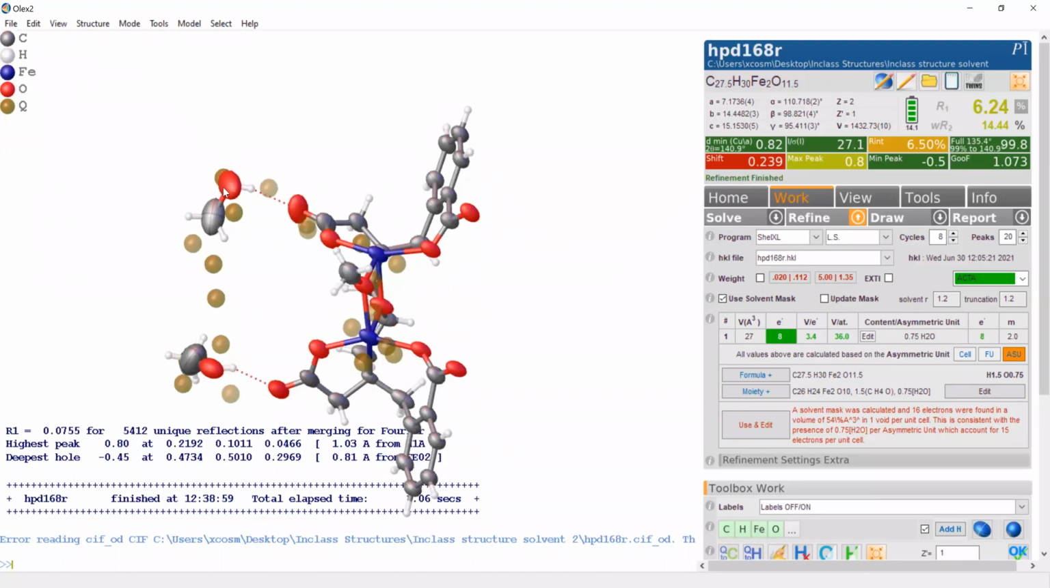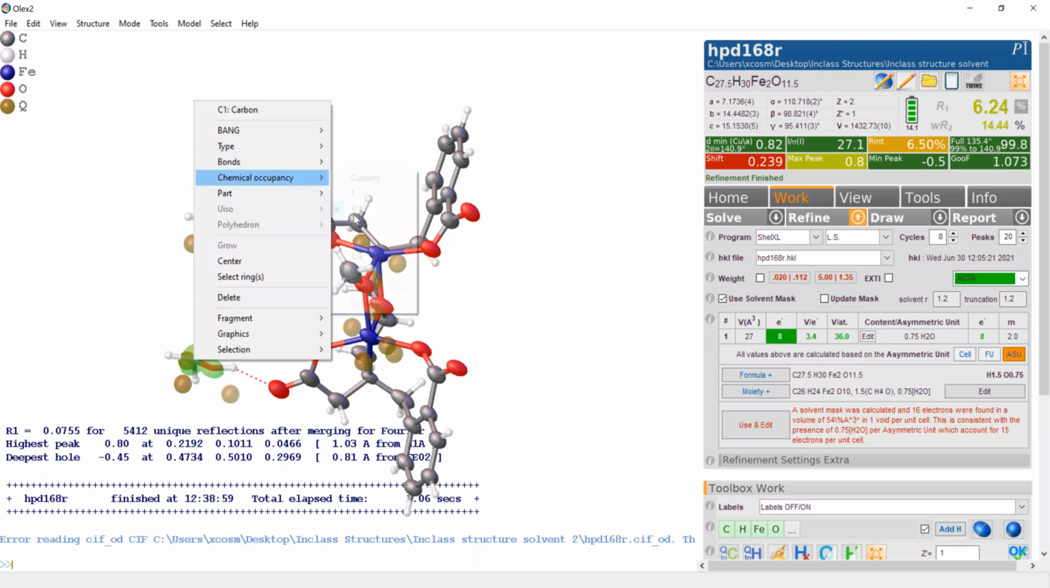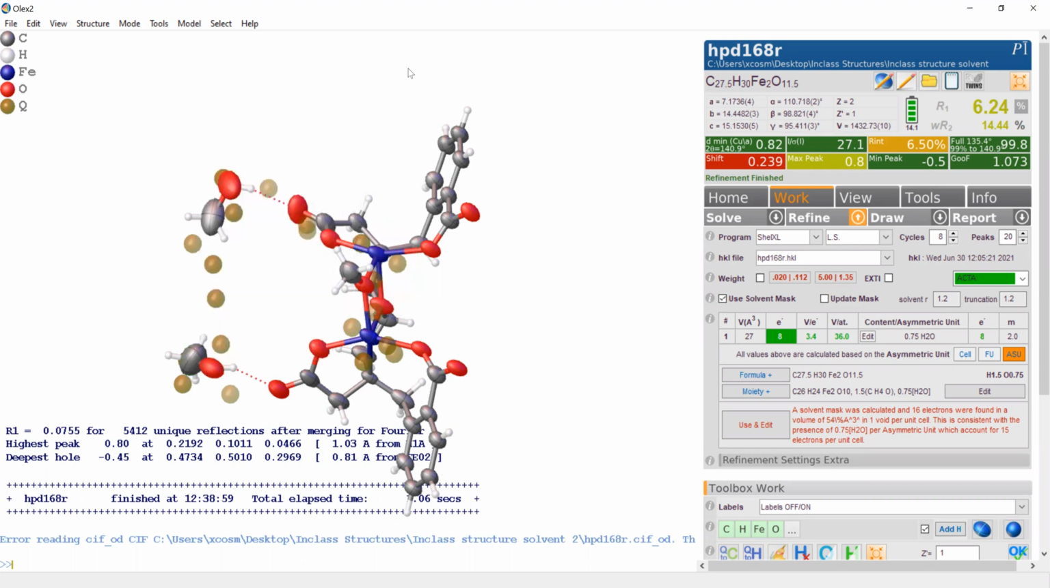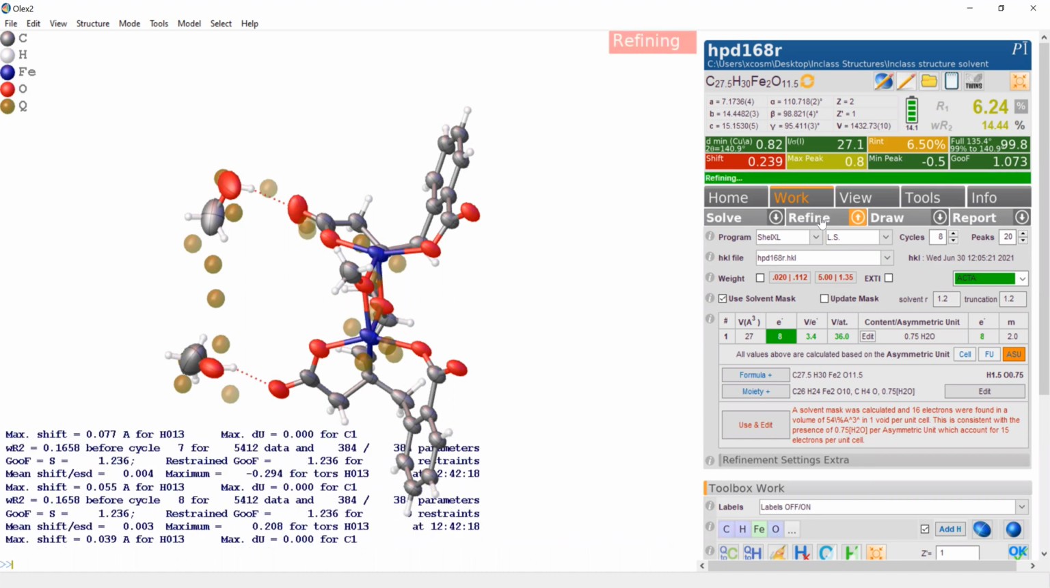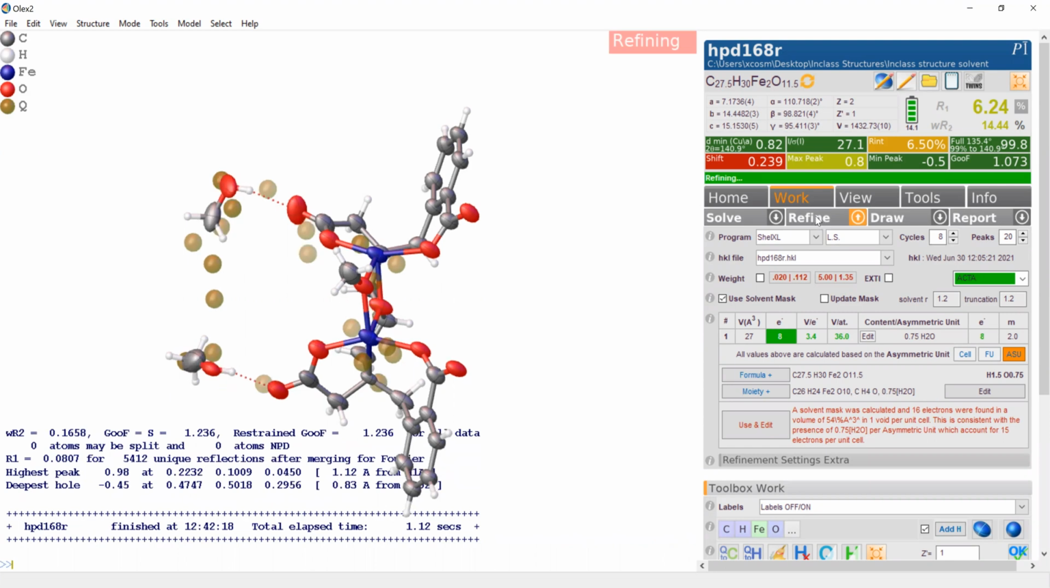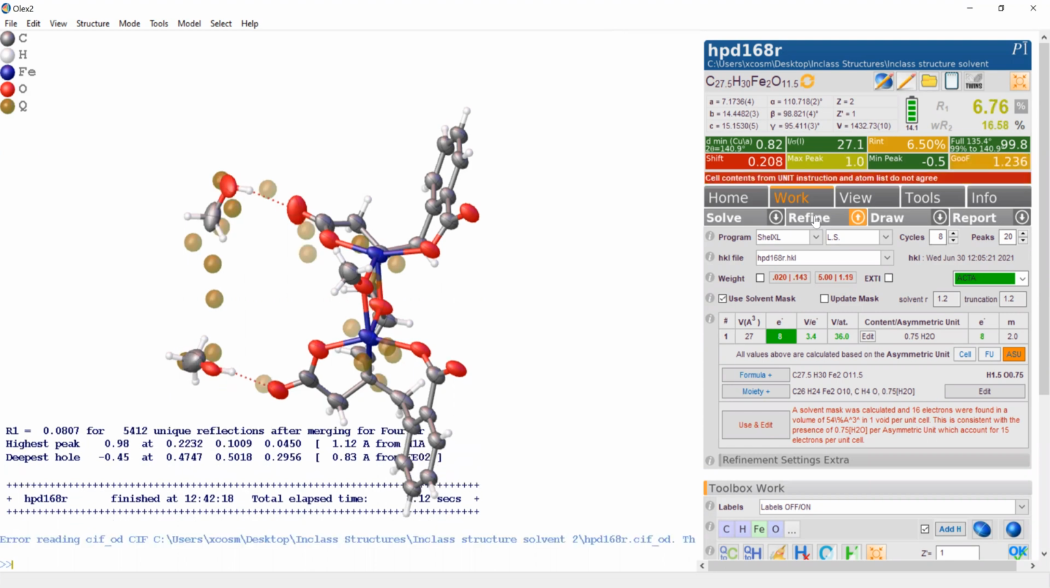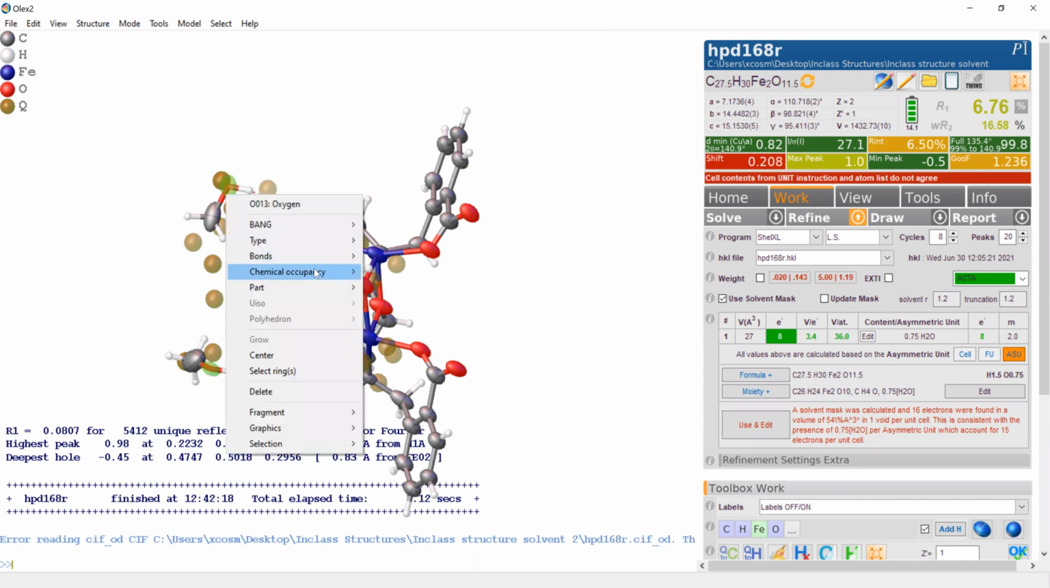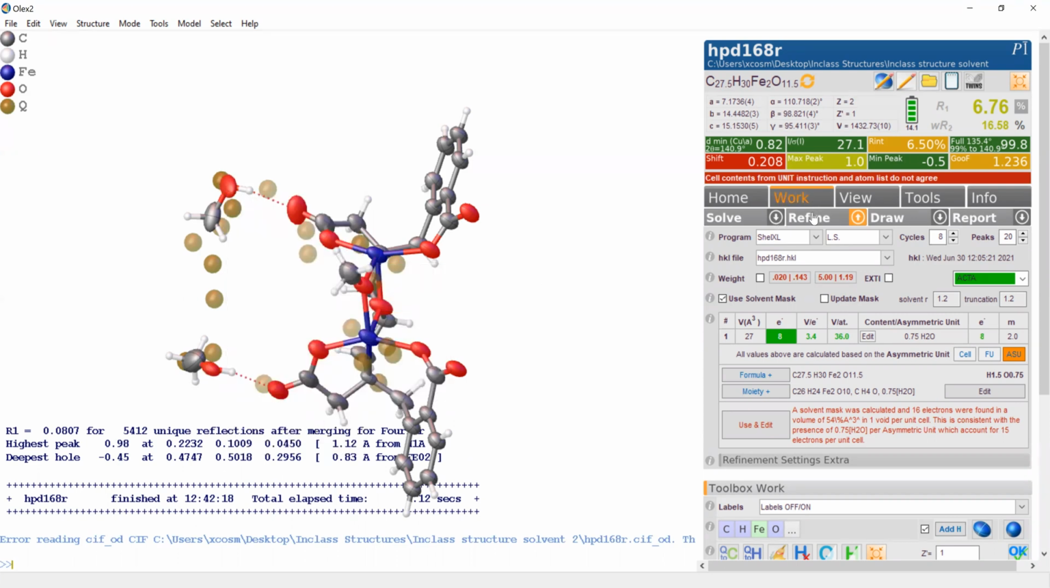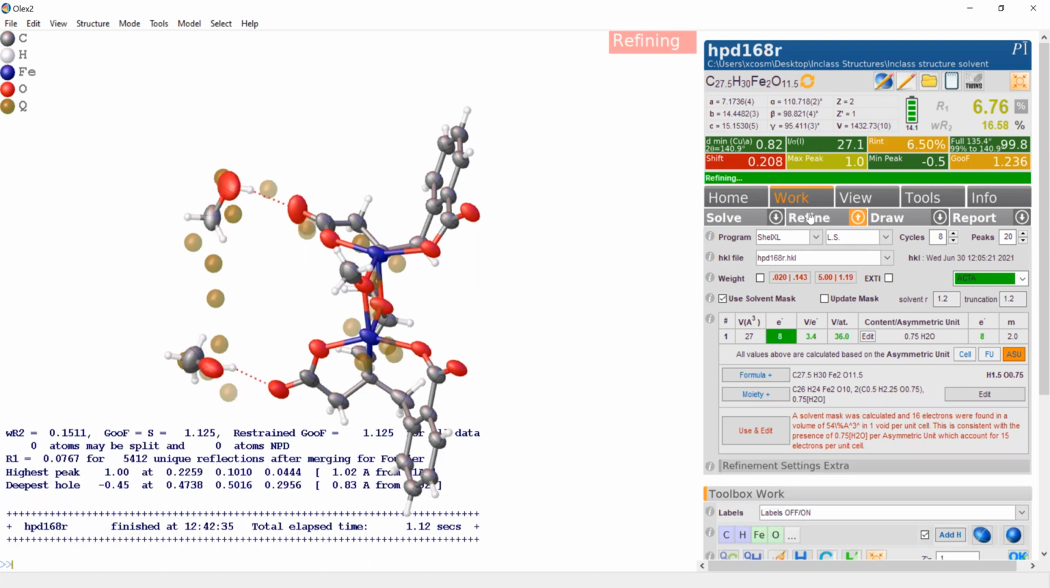All right. I'm going to go back and set this back to 50% occupied and see if that does anything better. No. Try this. So now I'm just going to do the oxygen 75%, carbons 50%.